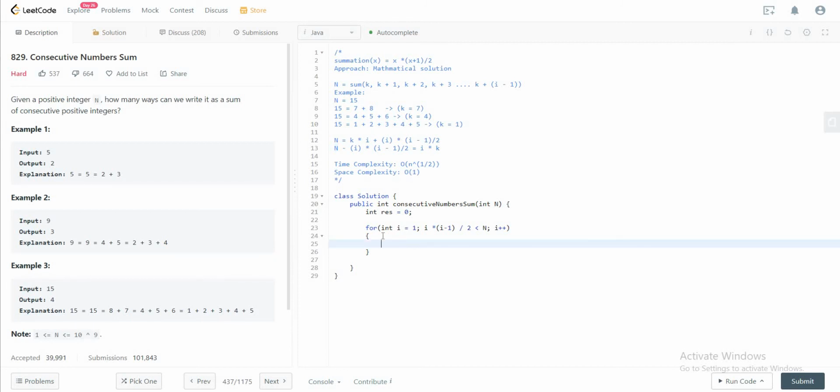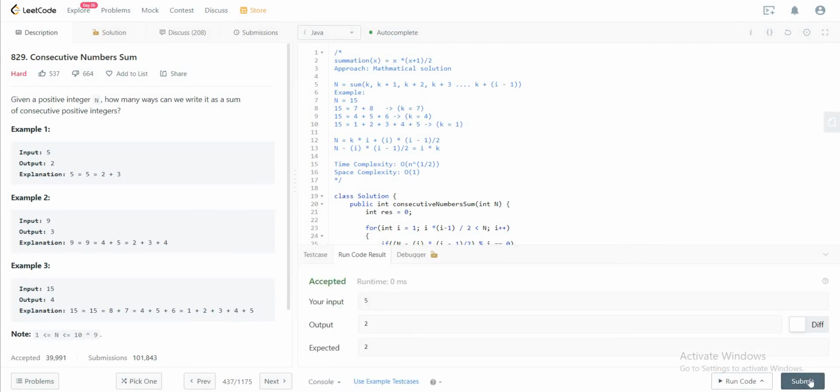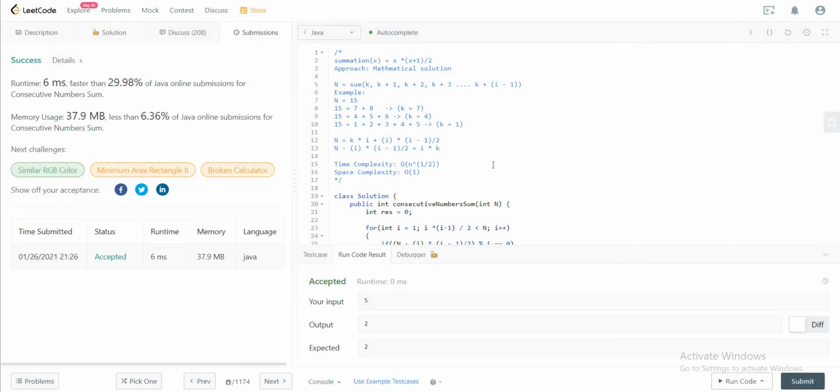Alright, so you have the for loop, and then let's just quickly copy this from here, and then we say as long as this is divisible by i, if this is equal to 0, you would increment the result, and in the end you would just return res. Cool. So let's quickly run the solution, see if it's okay. The first test case passes, everything else passes as well. Awesome.